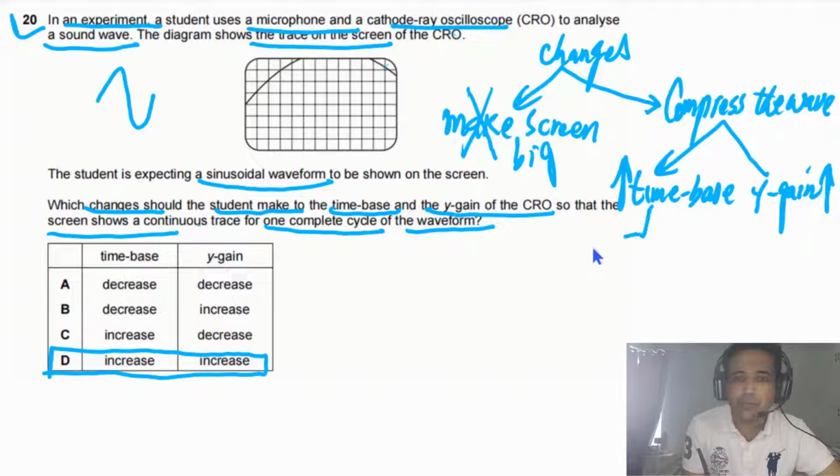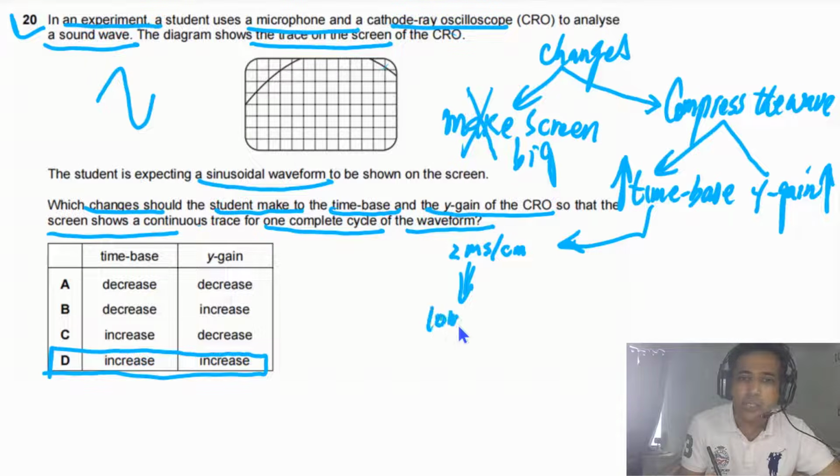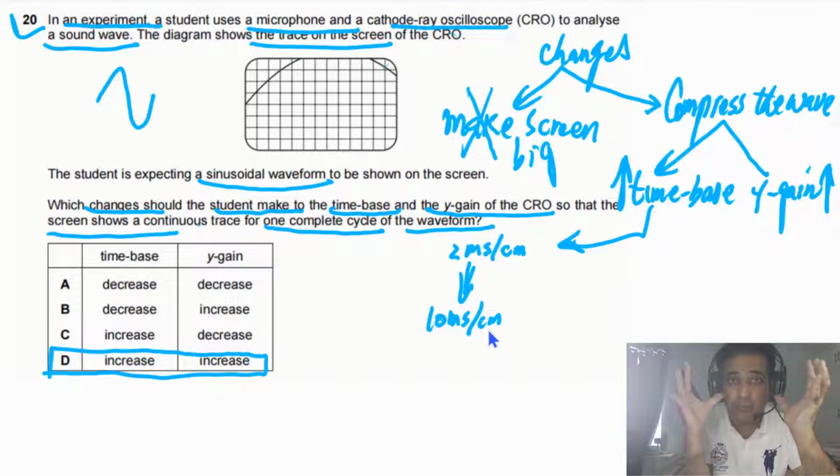So when we increase time base, it simply means that, first of all, let's say we have 2 millisecond per division, or it can be per centimeter. Mostly it is given per centimeter. Now if we increase this one to 10 millisecond per centimeter, it simply means that we have compressed the wave, so we can see the full wave.